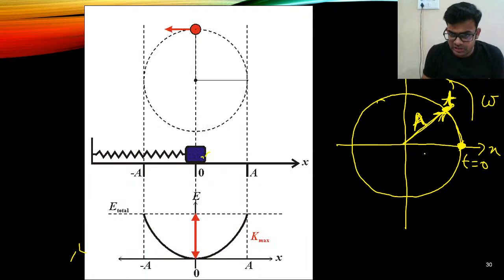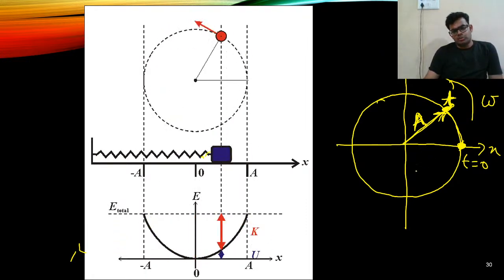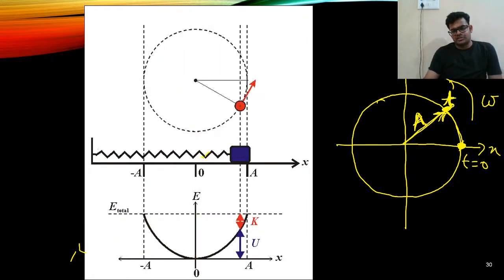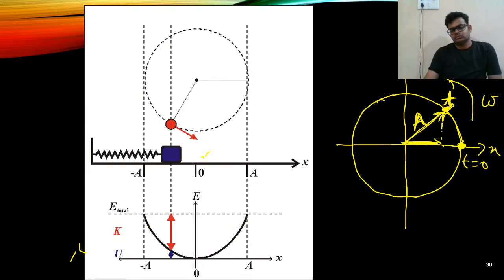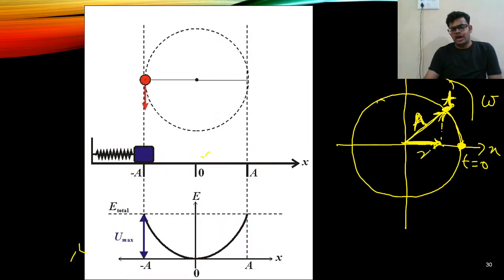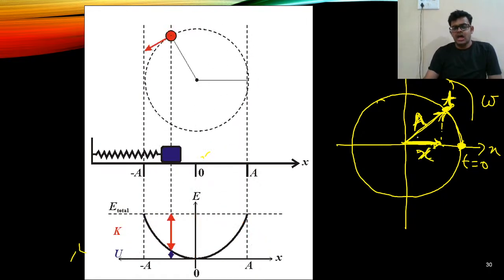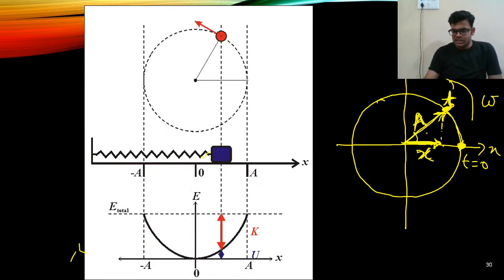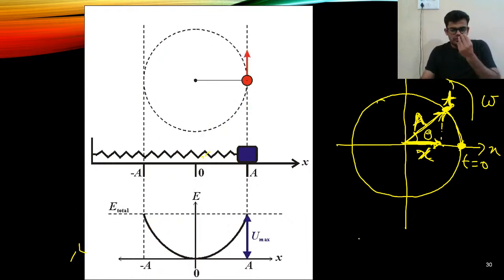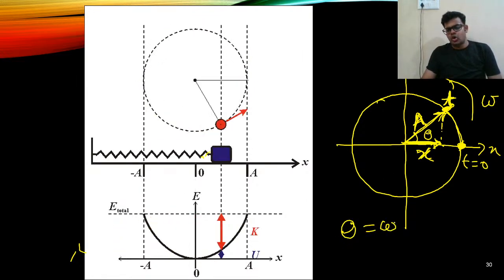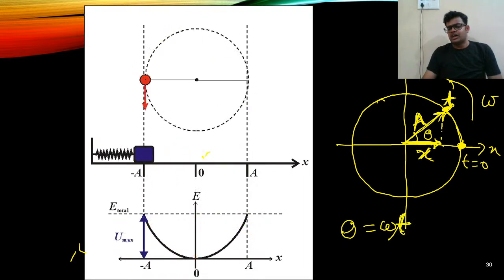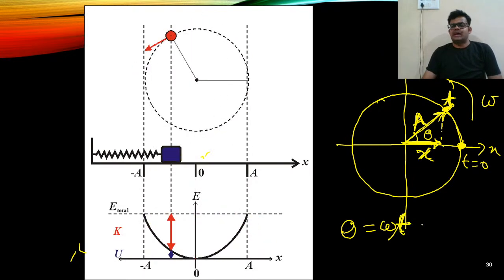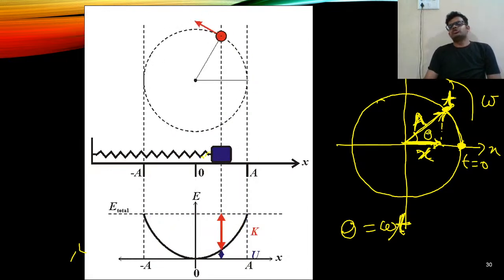The radius of this circle is a. Let us take the projection of this particle along the x-axis, like a shadow. This is the projection, and I am writing it as x. How much angle has it covered in time t? I am writing it as theta. Theta is equal to omega t, because omega is constant and this motion is executed for time t.